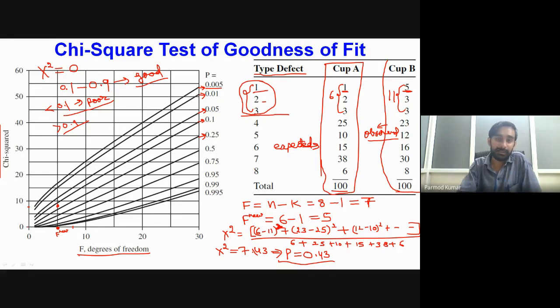So this is one way of comparing our expected data set and the observed data set. And from this chi-square value or probability value, we can say whether our observed data set is matching, or has a good match, with the expected data set or not.